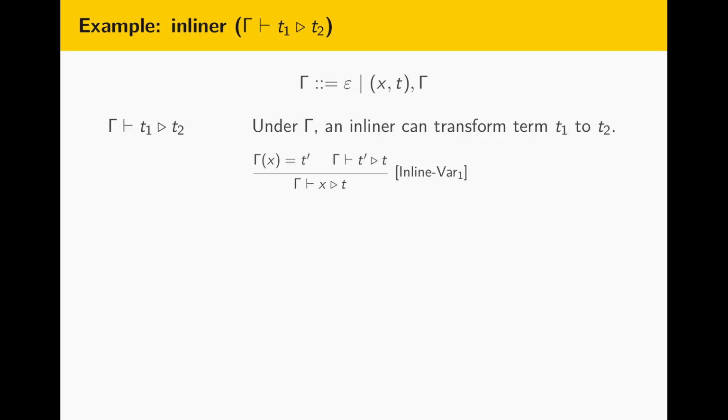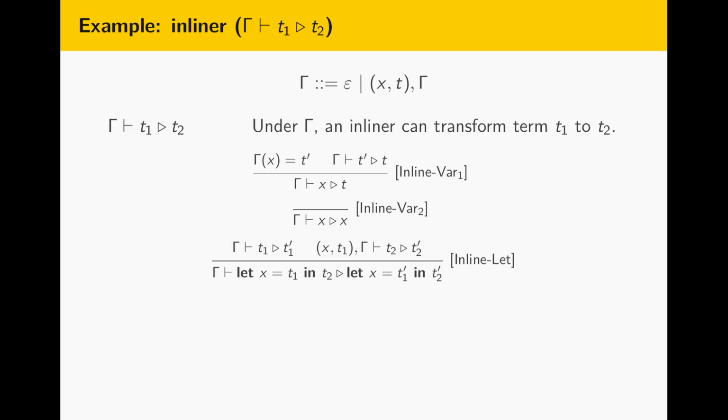So in the case of variables, a variable x may be translated into t when x can be looked up in the environment to be t prime, and t prime can inductively be related to t. Of course, x can also be related to itself, indicating that no inlining has taken place for this occurrence.